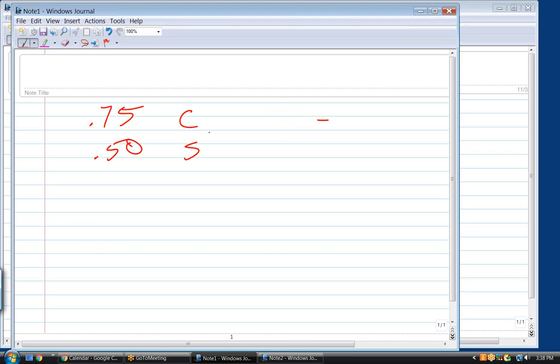I need those numbers again. They earn 75 cents per candy bar, 50 cents per soda. That's their profit. And C has to be between what and what? 25 and 100. And S has to be 100 and 200. Okay. And that's all the constraints?